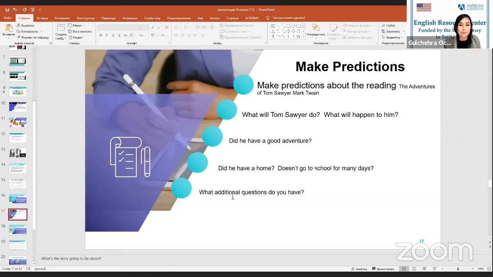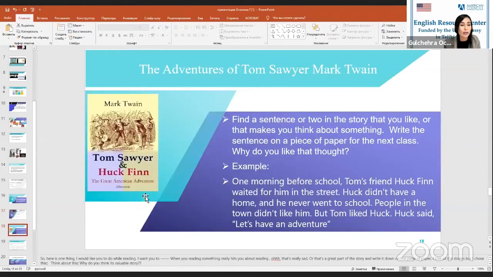So, any additional questions you may have? What's the story going to be about, after reading the first paragraph or two paragraphs?